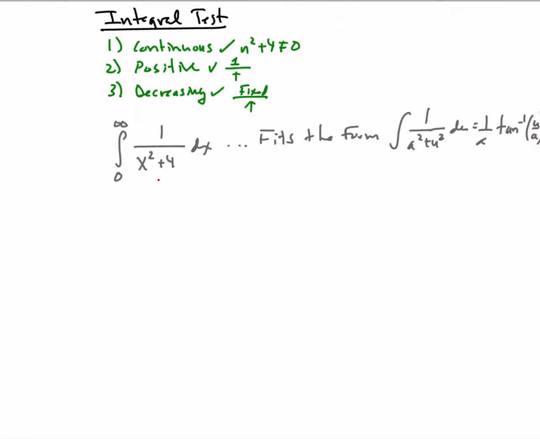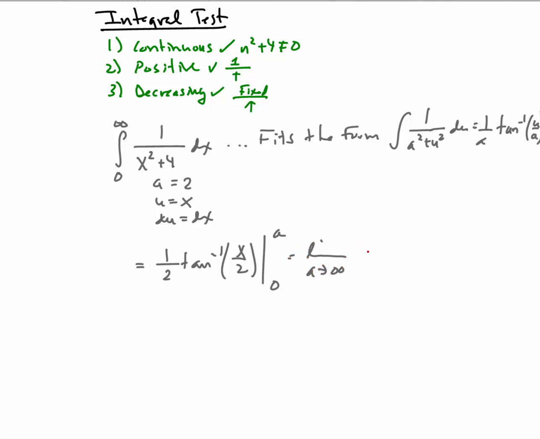So if we recognize that it fits the form, a is equal to 4. Actually, a is not. A is equal to 2, because that would be 2 squared. u is equal to x, du is dx. So this integrates into 1 over a inverse tangent of u over a. Now I'm evaluating this from 0 to infinity, but I take the limit as a approaches infinity because it has to be in limit notation. I can't just plug infinity directly in. So let's go ahead and evaluate this then.